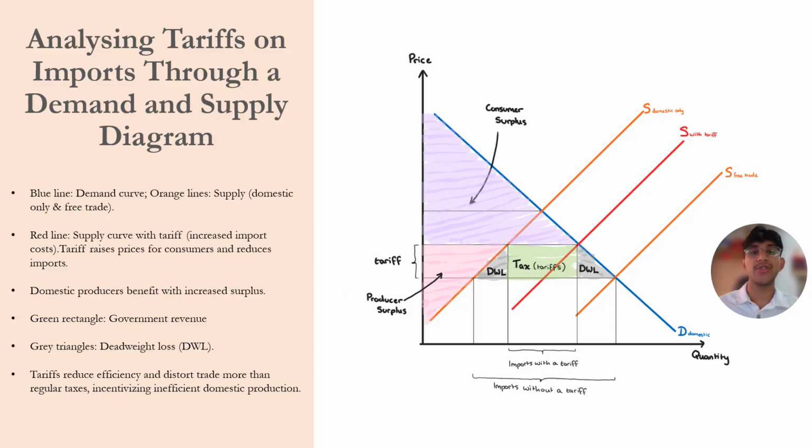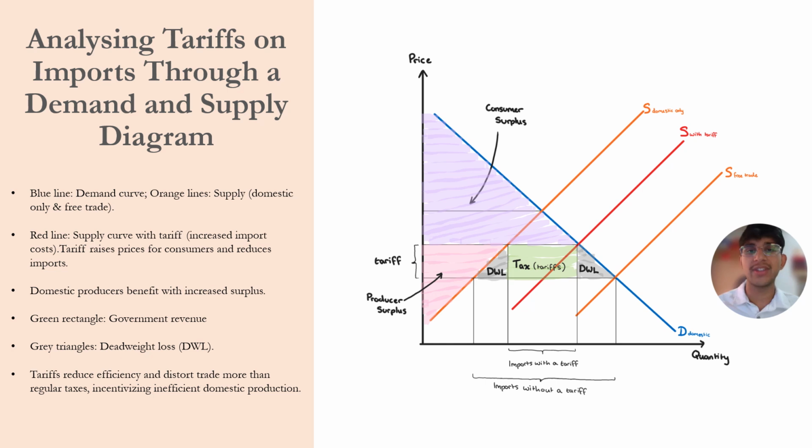This diagram shows the impacts of a tariff on imports using a supply and demand framework. The blue line represents the demand curve, and the orange line represents the supply under different scenarios: domestic supply only, which is without imports, and free trade supply, which is with imports. The red line represents the supply curve after a tariff or tax is added.